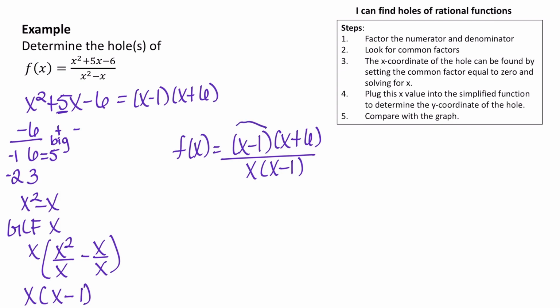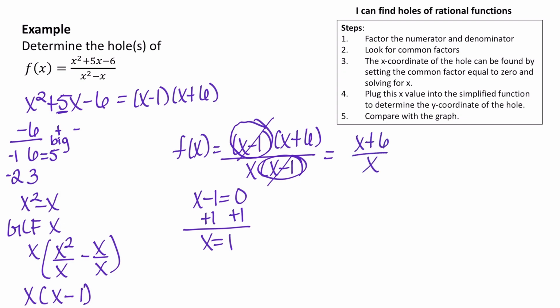If you look here, you can see the common factor is this x minus 1. So we're going to set that equal to 0. So we have x minus 1 equals 0. You add 1 to both sides, and that tells you that x equals 1. So let's cancel this common factor, and that leaves x plus 6 over x. We're going to go ahead and plug in 1. If we plug in 1, we get 1 plus 6 over 1, which equals 7 over 1, which equals 7.